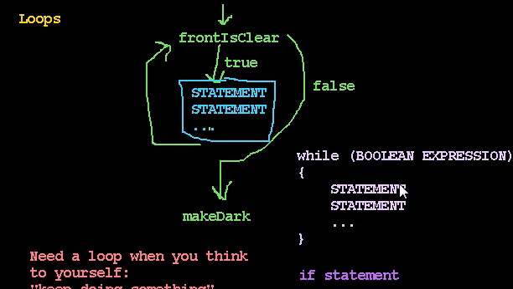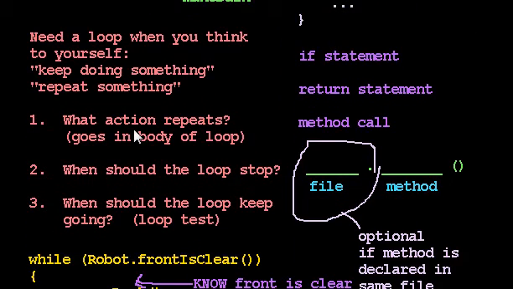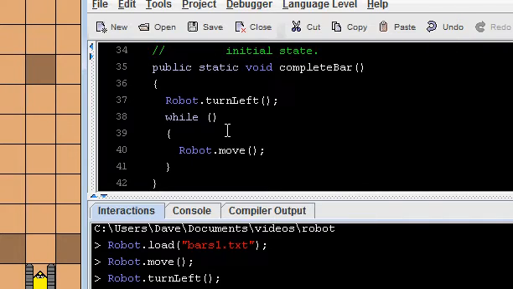Remember my suggestions for things to think to yourself when you work with a loop. What is the action that repeats? And that becomes the body of the loop. And then when should the loop stop? And having determined that, when should the loop keep going? Because when the loop keeps going will be the test in my while condition. So when does the loop... Well, the action that happens repeatedly is moving.